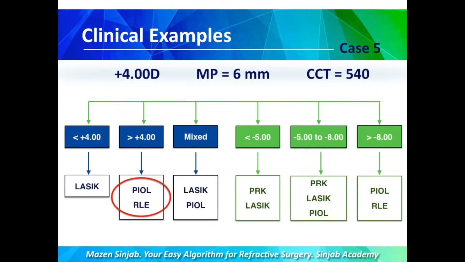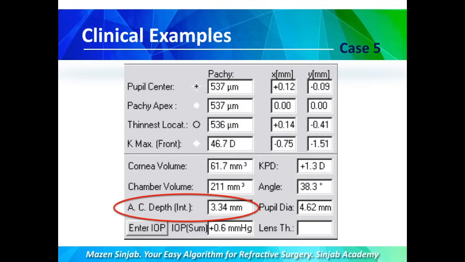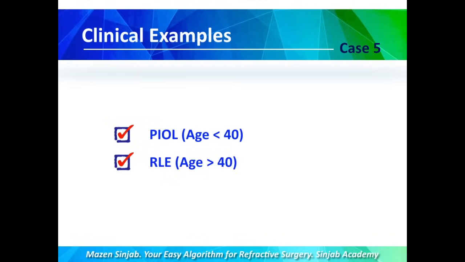Now we have phakic IOL, or clear lens extraction, or refractive lens exchange. First, we have to look at anterior chamber depth. The anterior chamber depth is good, so we can go for phakic IOL if the age of the patient is below 40. Otherwise, we can go for refractive lens exchange.